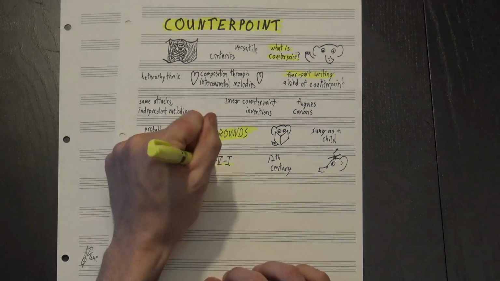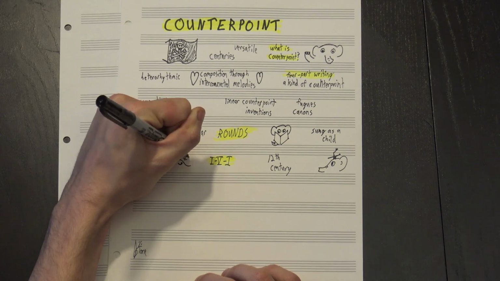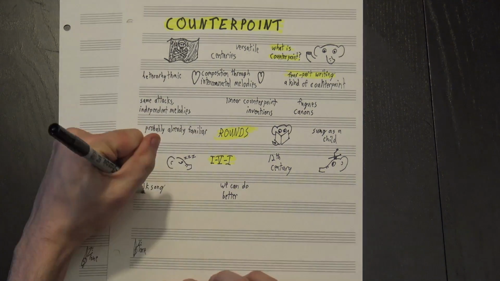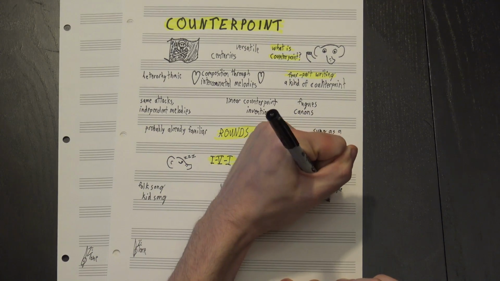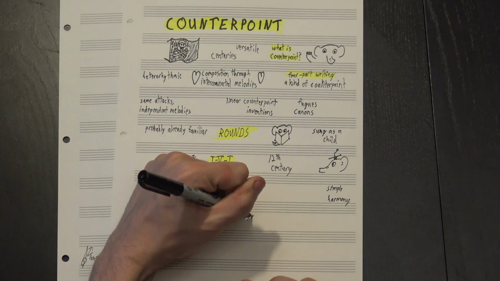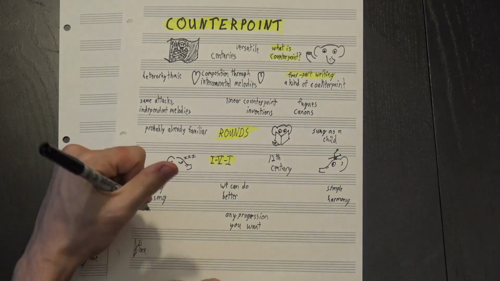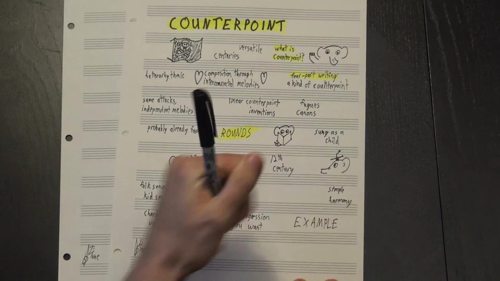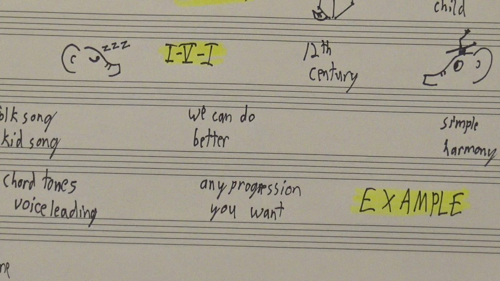But I-V-I is not a particularly exciting chord progression, is it? We can do a lot better. Rounds are often folk songs or kids songs, so they're usually pretty simple harmonically, but really you can do this with any progression you want. Just make sure all your chord tones are accounted for and that you like the voice leading. If you want to see this in action, we filmed a little extra example, so check it out.